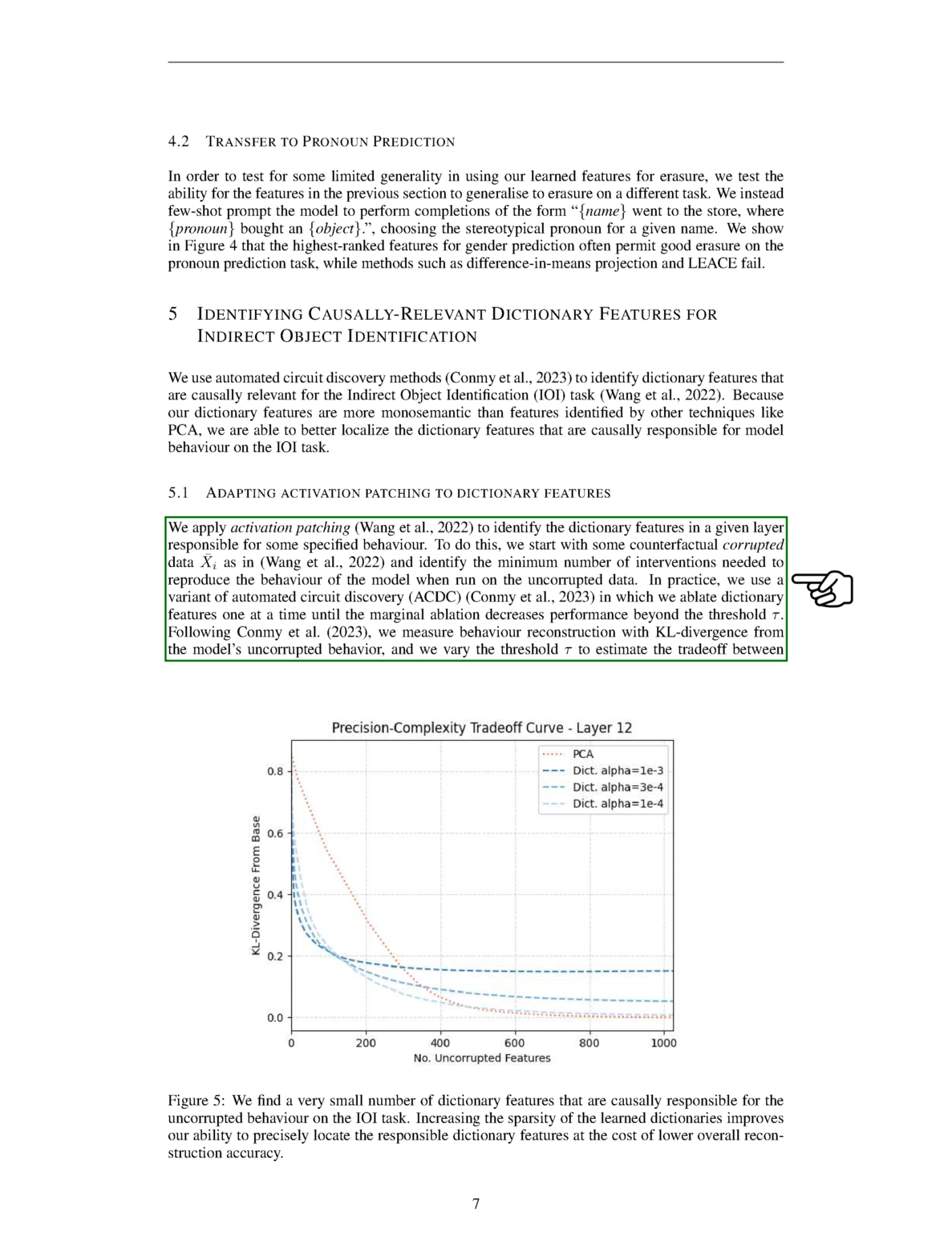We then adapted a method called activation patching to identify the dictionary features that are responsible for certain behaviors. We started with some corrupted data and identified the minimum number of changes needed to reproduce the model's behavior when run on the uncorrupted data. We used a variant of automated circuit discovery, where we removed dictionary features one by one until removing any more would significantly decrease performance. We measured the success of this method by comparing the model's behavior with and without the changes, and adjusted the threshold for performance decrease to balance precision and behavior reconstruction.